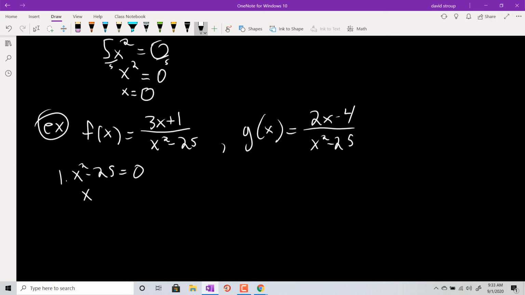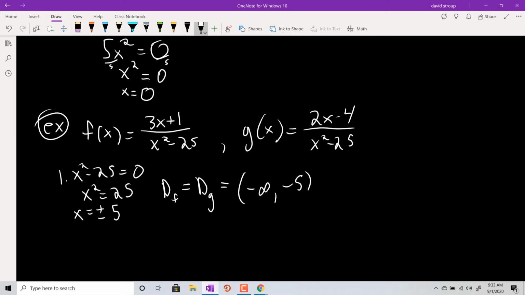You just have to make sure this denominator, x squared minus 25, is not 0. So set it equal to 0. We could use the square root property on it. Square root of 25 is 5. So the domain of f, which is also going to be the domain of g, is negative infinity to negative 5 unioned with negative 5 to 5 unioned with 5 to infinity. And on top of that, the intersection is also that same thing, because every one of those numbers is in both.